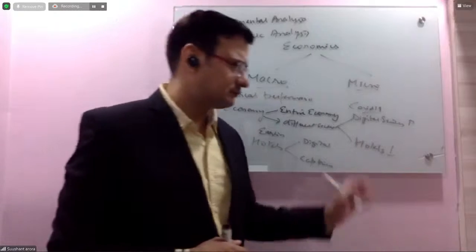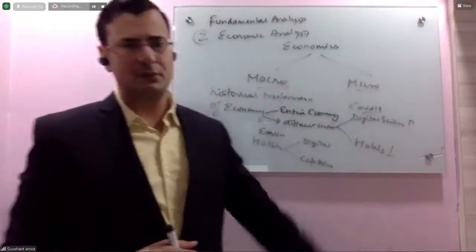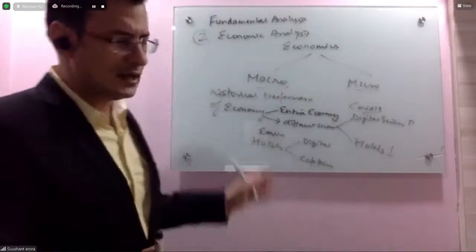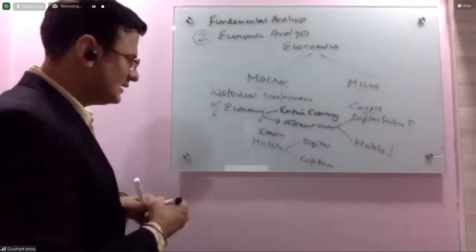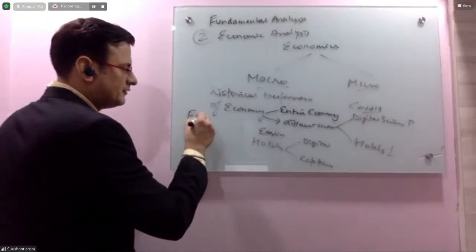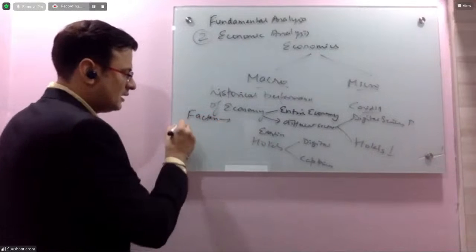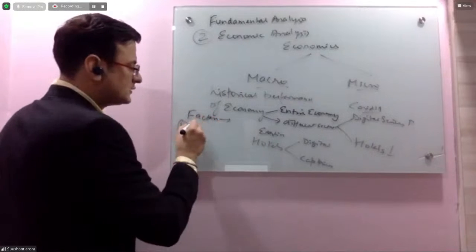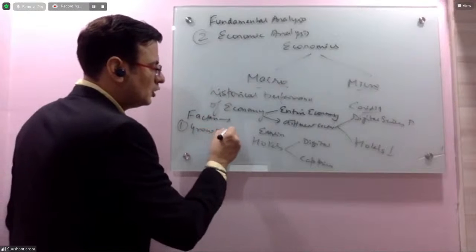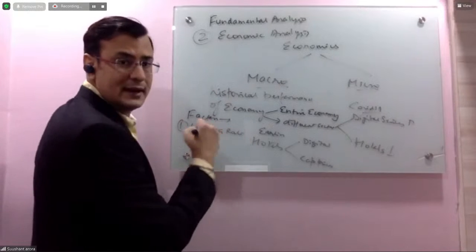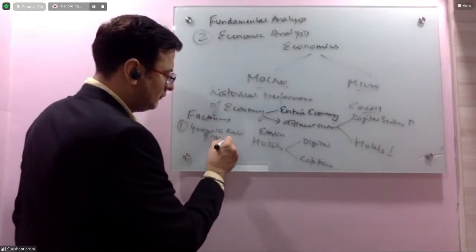Clear? This is how individual perspectives come in. So how do we see all these factors? Number one is the growth rate of income, the growth rate of national income.